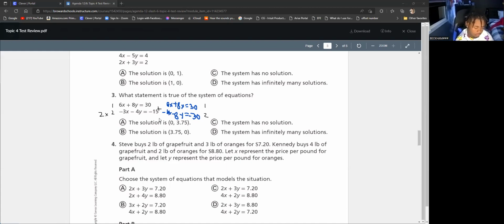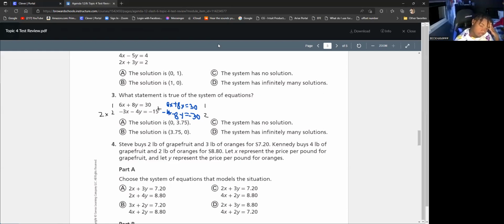So what happens if we add, what's 6x plus negative 6x? What's 6 plus negative 6? 0. What's 6x plus negative 6x? 0. Write it down. What's 8 plus negative 8? Write that down. What's 30 plus negative 30? Write that down. It's just 0. Okay, so what does that mean? Write the whole thing. 0x plus 0y equals 0.